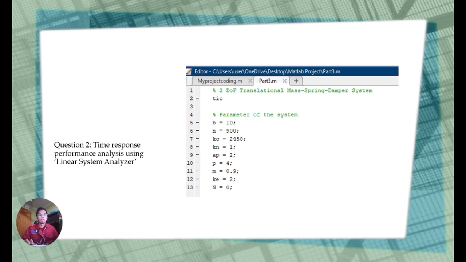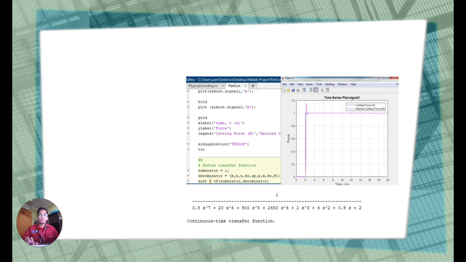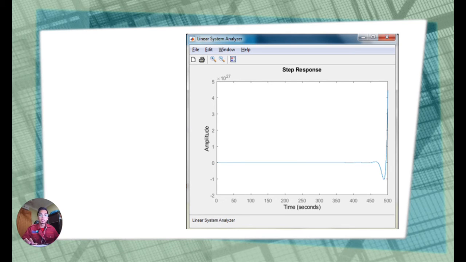And next, for question 2, time response performance analysis using linear system analyzer. So we create a new M file script, then we name it part 3 and save it. After that, we enter the parameters of our chosen system in part 2, and then we create the transfer function using the tf command. Then we run the script, so MATLAB will register our transfer functions and the command window will print our transfer functions. So this is our step response in LTI viewer.